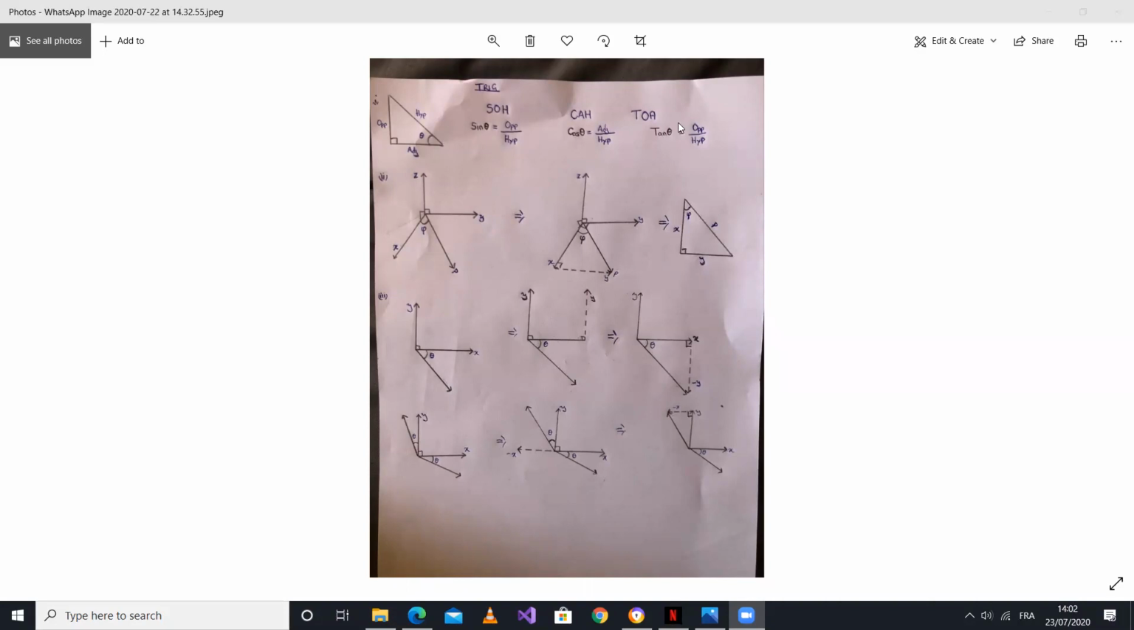So from there now, you can just use SOHCAHTOA to work out. You know that sinus phi is going to be equal to something, or is going to be equal to this and that. From there, it becomes easy.